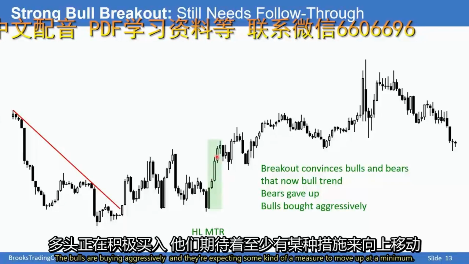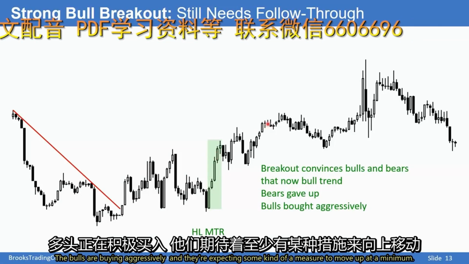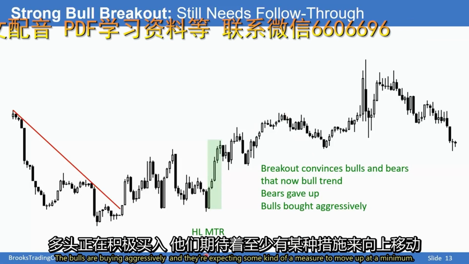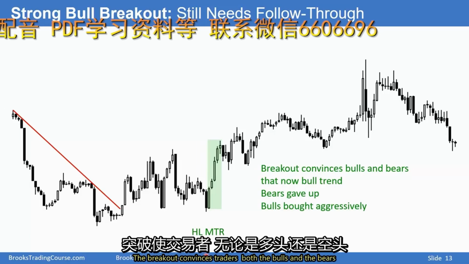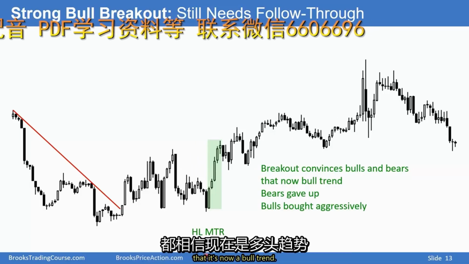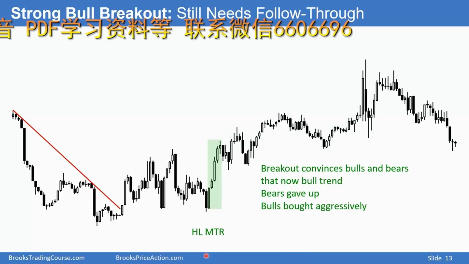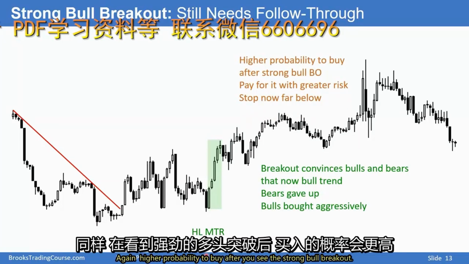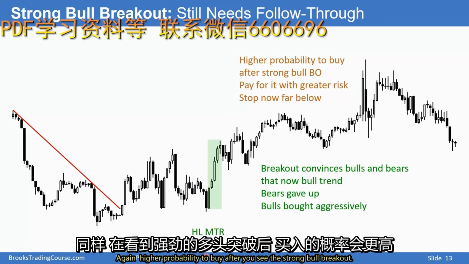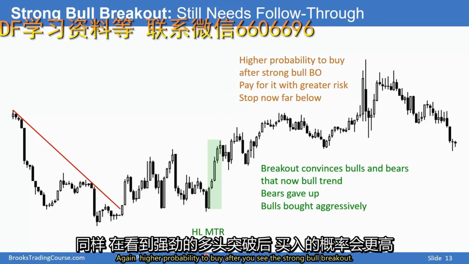The bears are giving up and bulls are taking control. The bulls are buying aggressively and they're expecting some kind of a measured move up at a minimum. The breakout convinces traders, both the bulls and the bears, that it's now a bull trend.